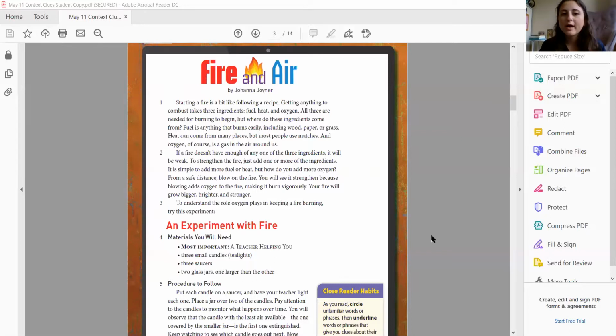But not only do we have a title in this one, we also have this thing right here, let me see if I can underline it for you, called a heading, right? We have an extra little subtitle here, right? It's underneath our original title. So, an experiment with fire. Ooh, so we know that this reading is actually going to include a section about an experiment.